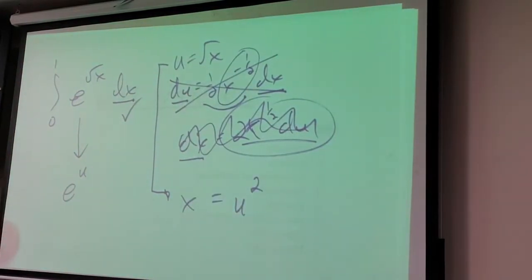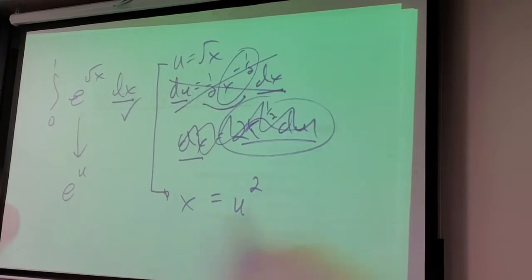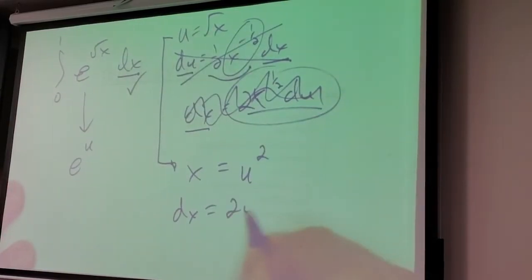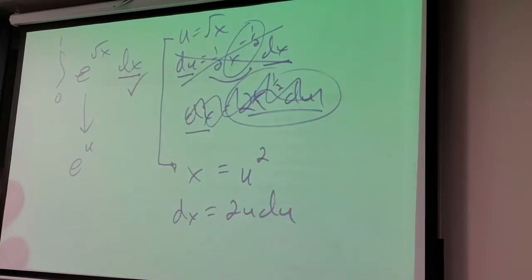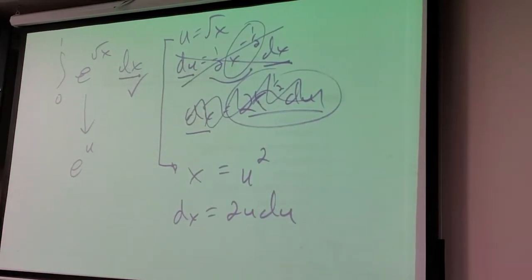Especially because I know from 0 to 1. Right? There's no weirdness with whatever. So then what's dx? 2u du. Yes? So this, we've seen an example like earlier.